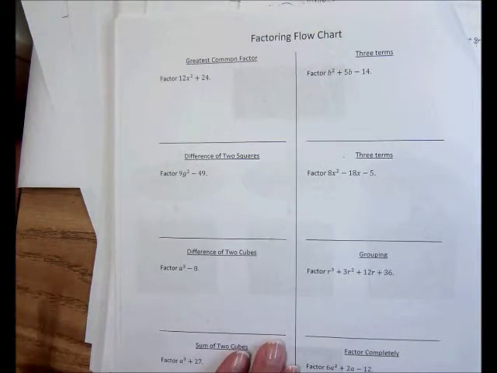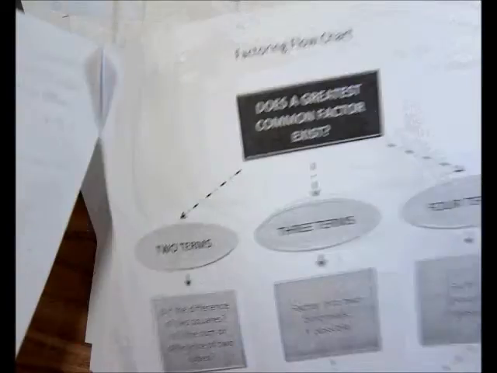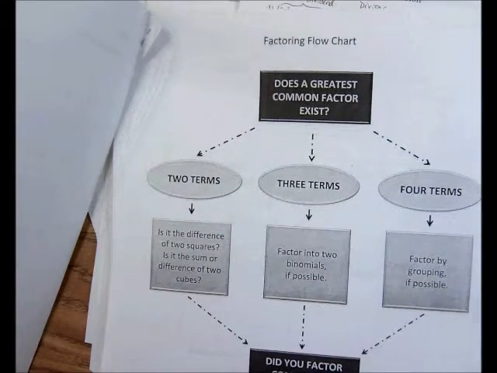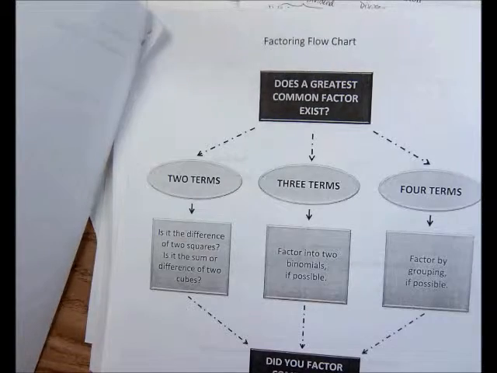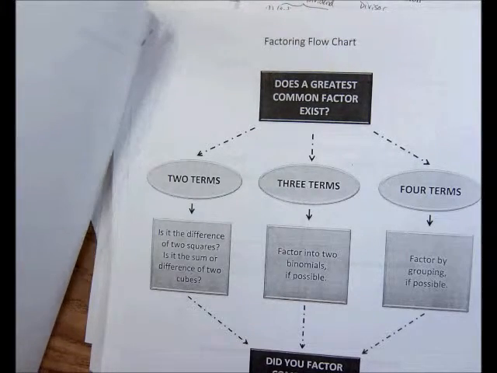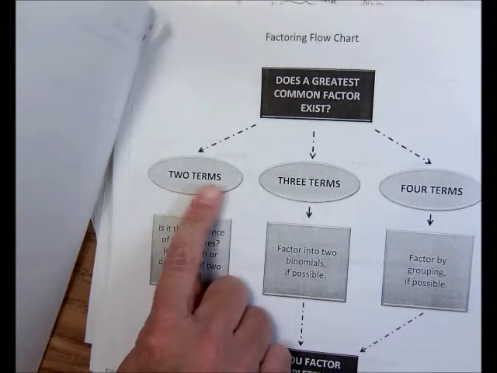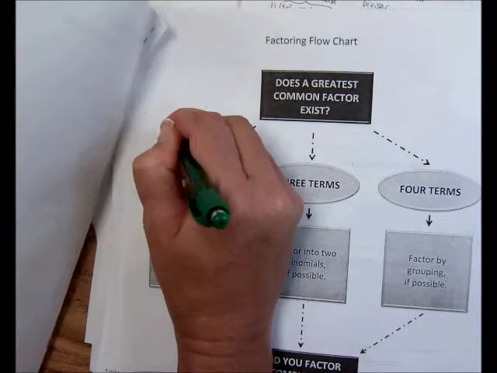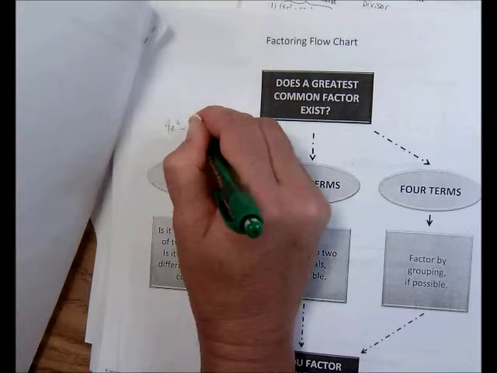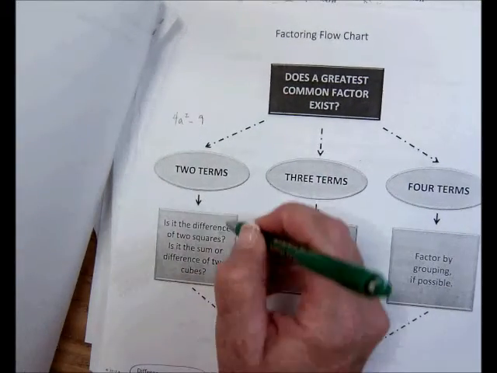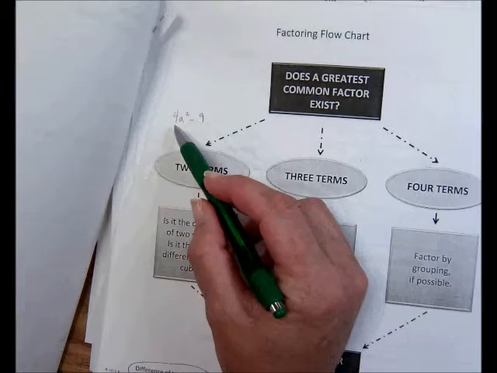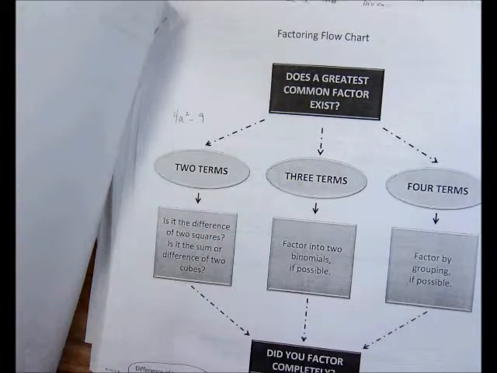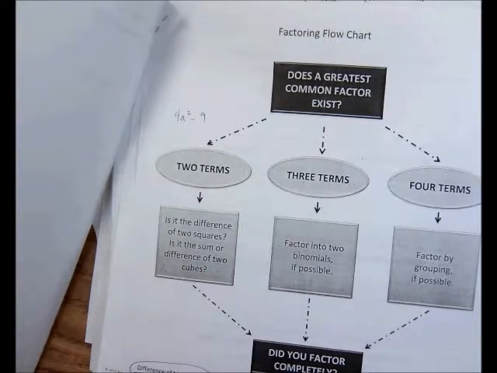Now, if you look on the front page of your factor packet, it says it's a factoring flowchart, and these are kind of just things that you can do that will give you an idea of what you need to be doing. So if I have a binomial, or something with two terms, such as 4a squared minus 9, this would be the difference of two squares, because the square root of 4a squared is 2a, and the square root of 9 is 3. So those are both perfect squares.